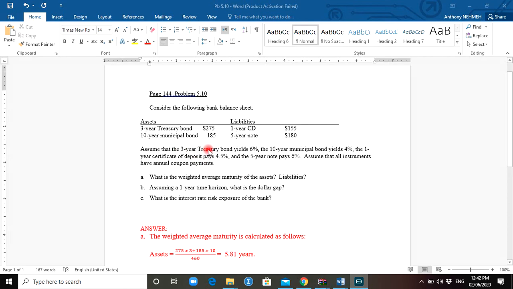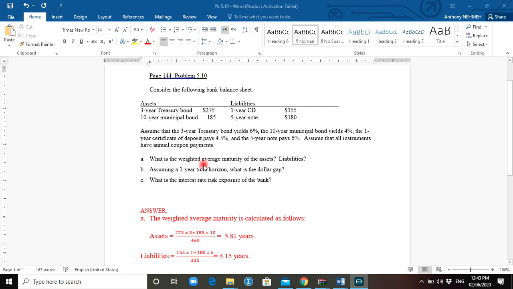Assume that the 3-year treasury bond yields 6%. It means the interest rate regarding the 3-year treasury bond is 6%, the 10-year municipal bond 4%, the 1-year CD 4.5%, and the 5-year notes pay 6%. Assume that all instruments have annual coupon payments. What's the weighted average maturity of the assets and of the liabilities?